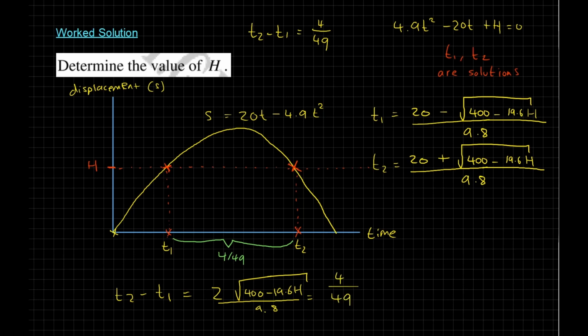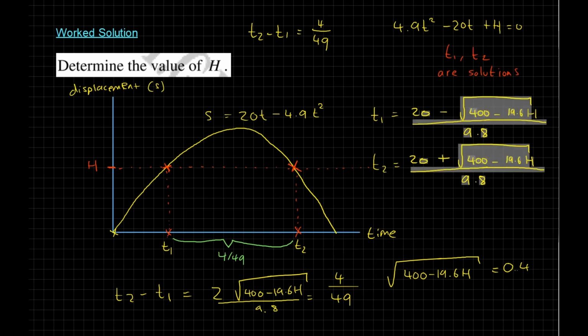So a bit of rearranging, we get the square root of 400 minus 19.6h equals, and I'm going to do 4 over 49 times 9.8 and divided by 2. So what do I get on the calculator? I'm a bit too lazy to work that out in my head. You get 0.4. So therefore, let's clear up some space here now.